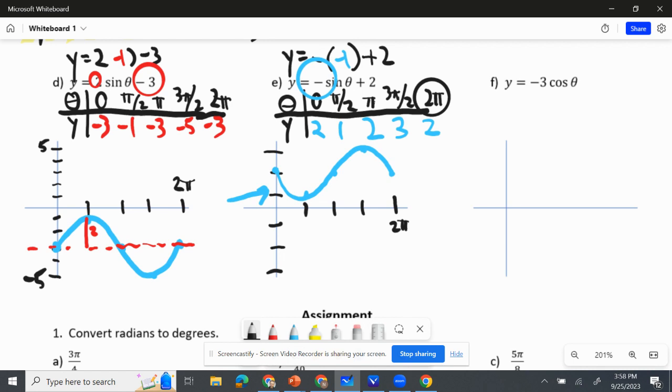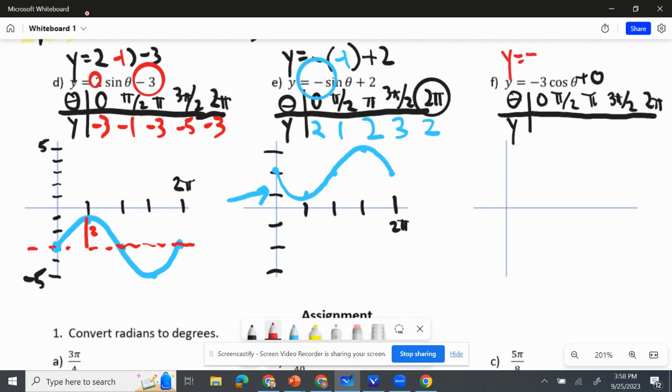And our last one. If we're looking at this one right here, one thing that we notice is that we don't have a constant value. So that means that our midline is going to be at 0. Notice that there's no adding or subtracting. So what we're doing is we're taking our cosine values, plugging them in, and we're multiplying them by -3. So our first one is 1, so that would be -3, then 0. Then we plug in a -1. Negative is a positive, so that's a +3, back to 0, and then to -3.